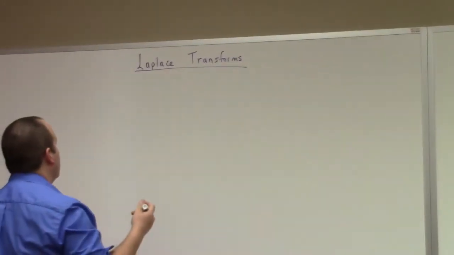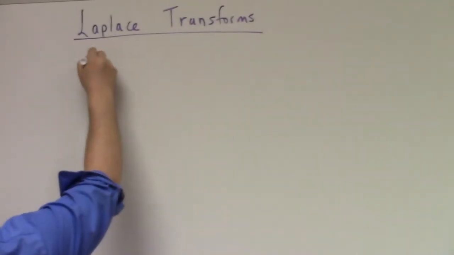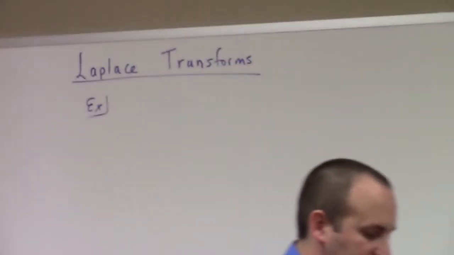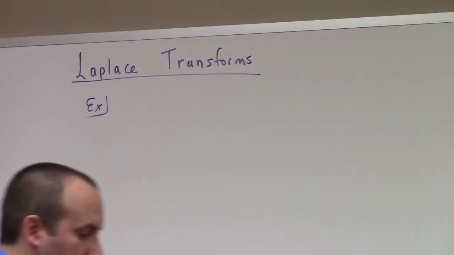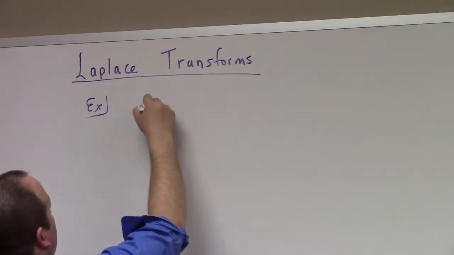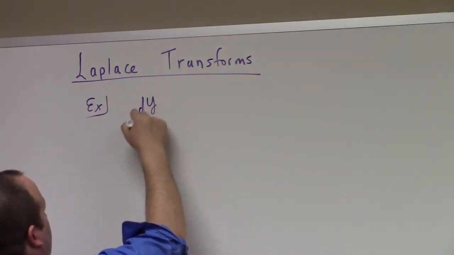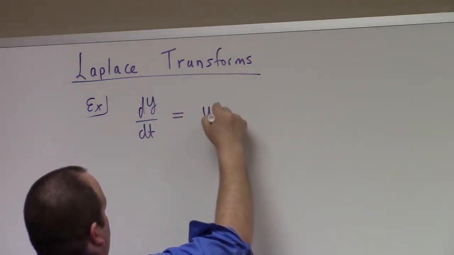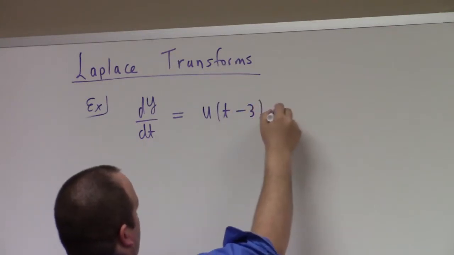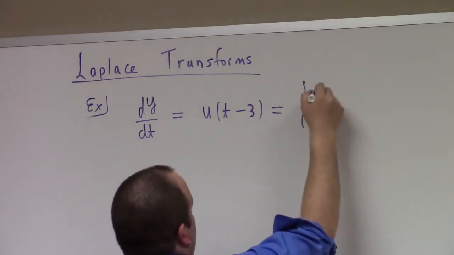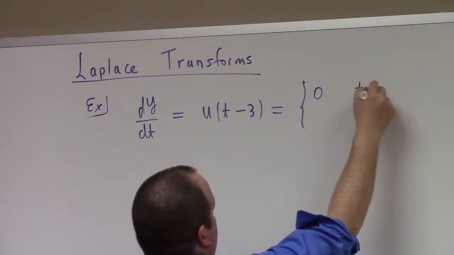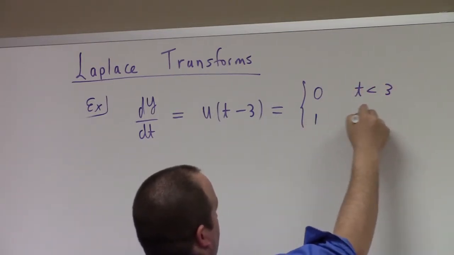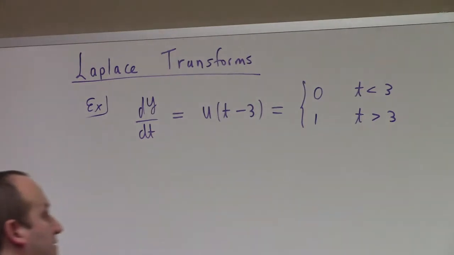So I'm gonna begin with an example, actually. And so, of course, I'm going to do things that don't make sense, but this is just to give you a flavor for how the Laplace transform works. So suppose we have, let's say, dy/dt equals the unit step function of t minus 3. Now, this function is 0 for t less than 3, and it's 1 for t greater than 3. All right, it's the unit step function.